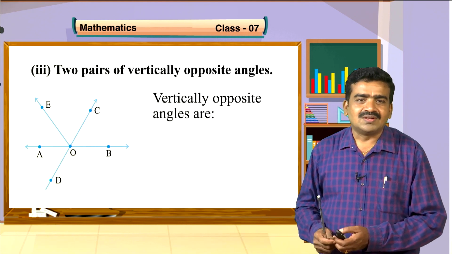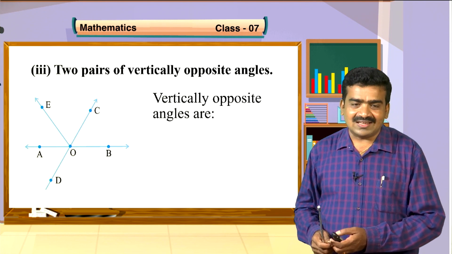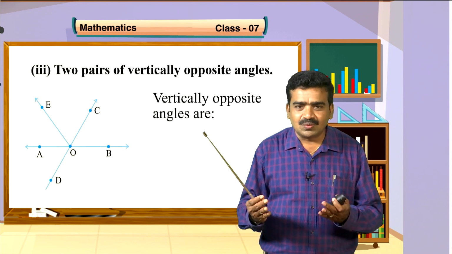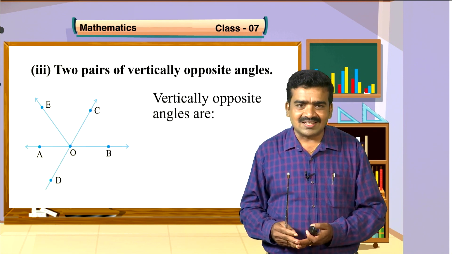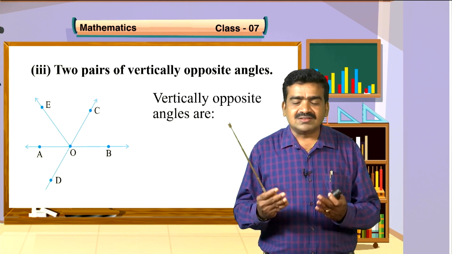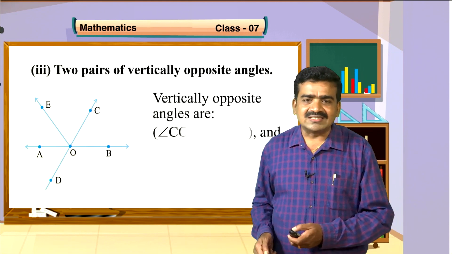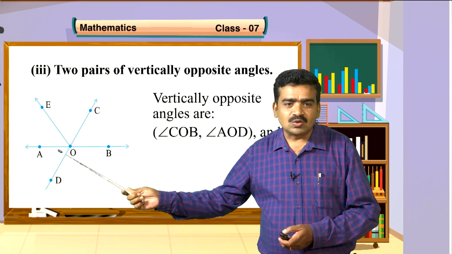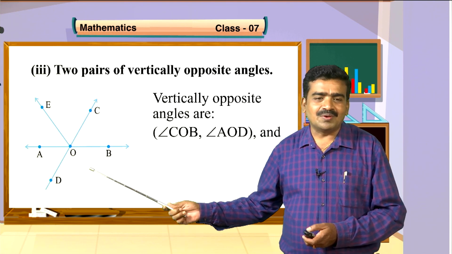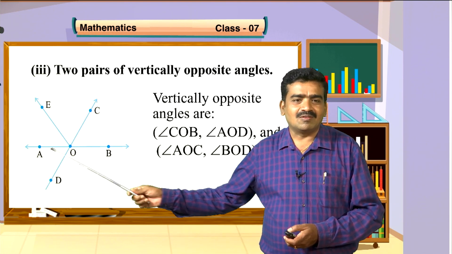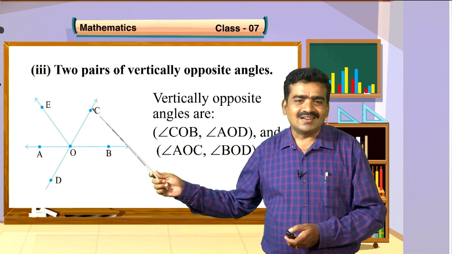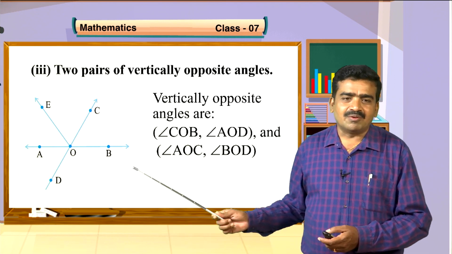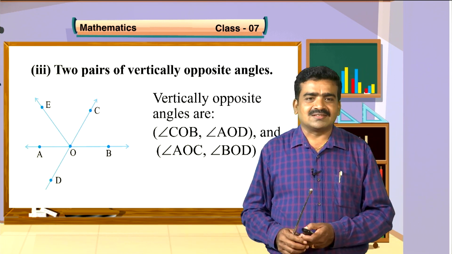Then now come to the 2 pairs of vertically opposite angles. Here, to identify the vertically opposite angles, we need 2 lines which cross each other, and the angle should be just opposite to the common vertex. In this case, COB, where is COB? Here COB, this angle should be equal to this, that is AOD. Then which is one more pair? Now come to this AOC, and just opposite to this there is a BOD angle. AOC and BOD will be vertically opposite angles.